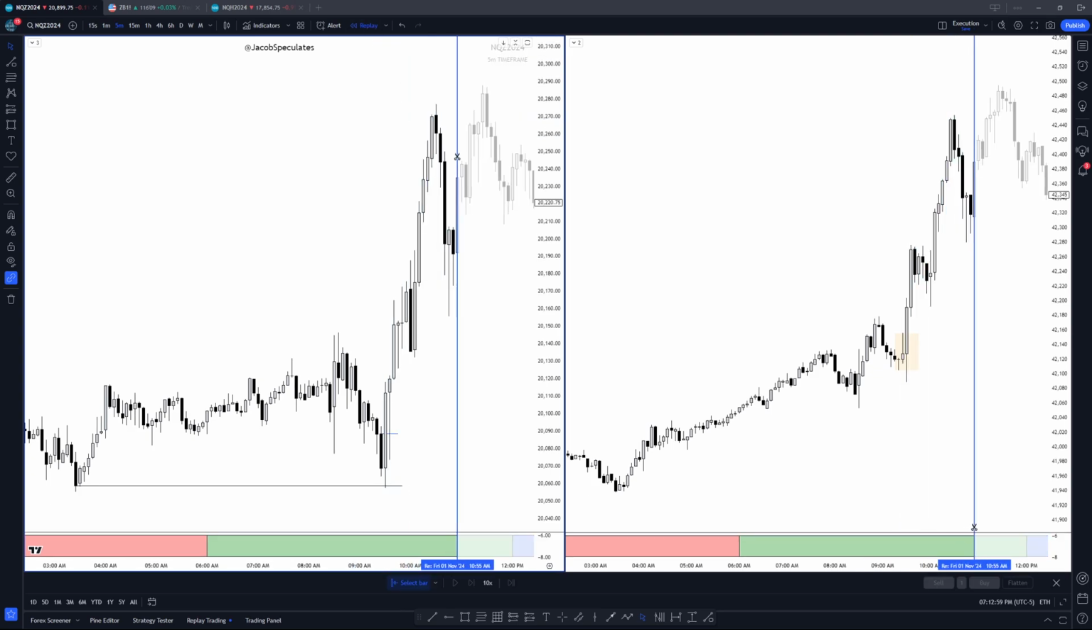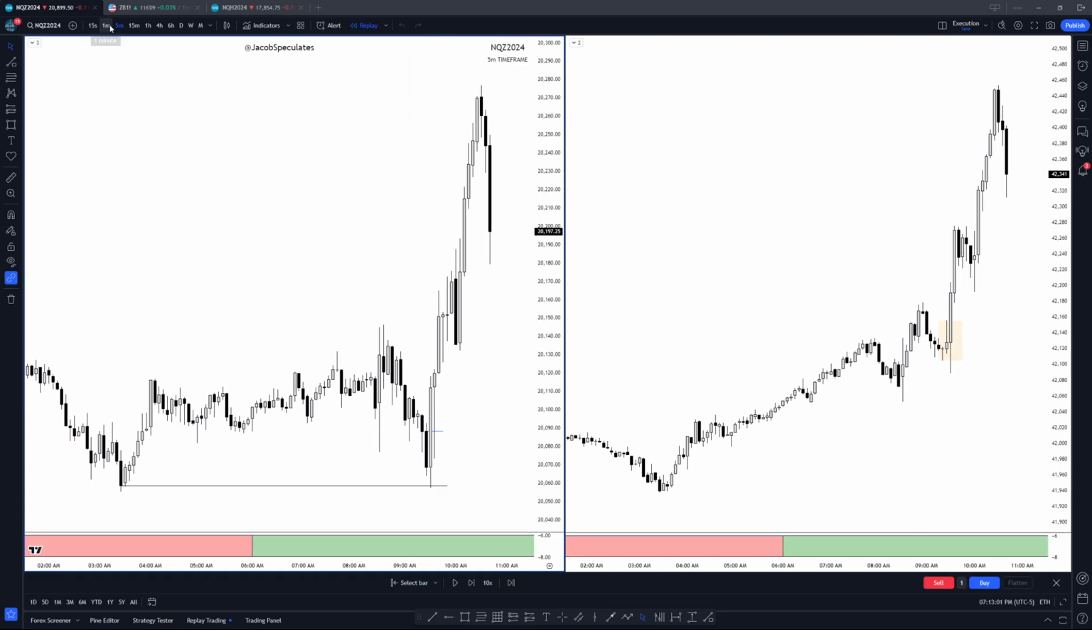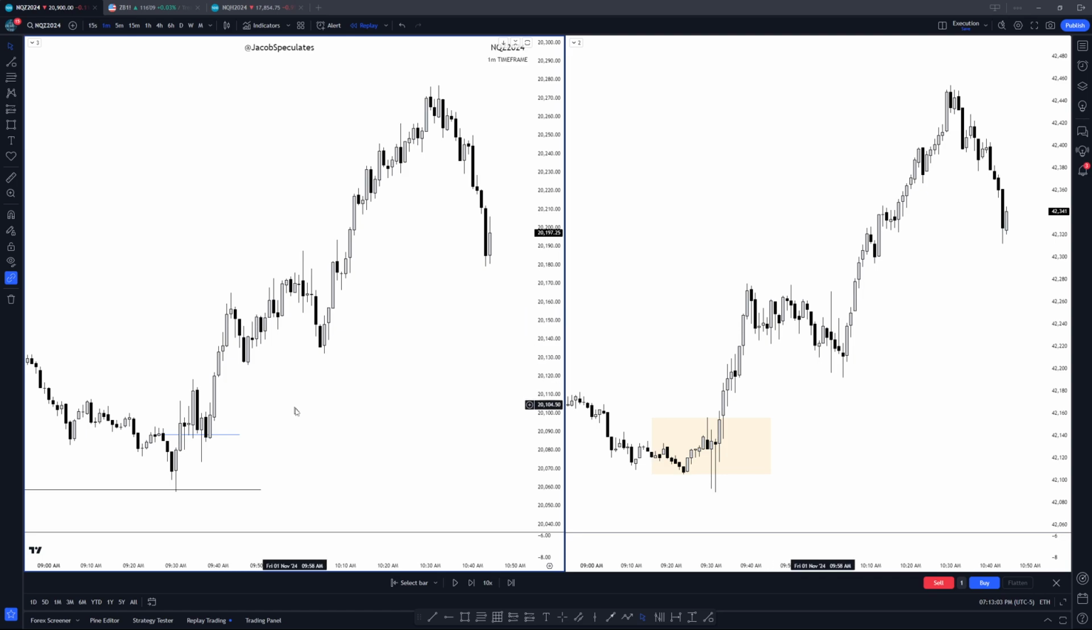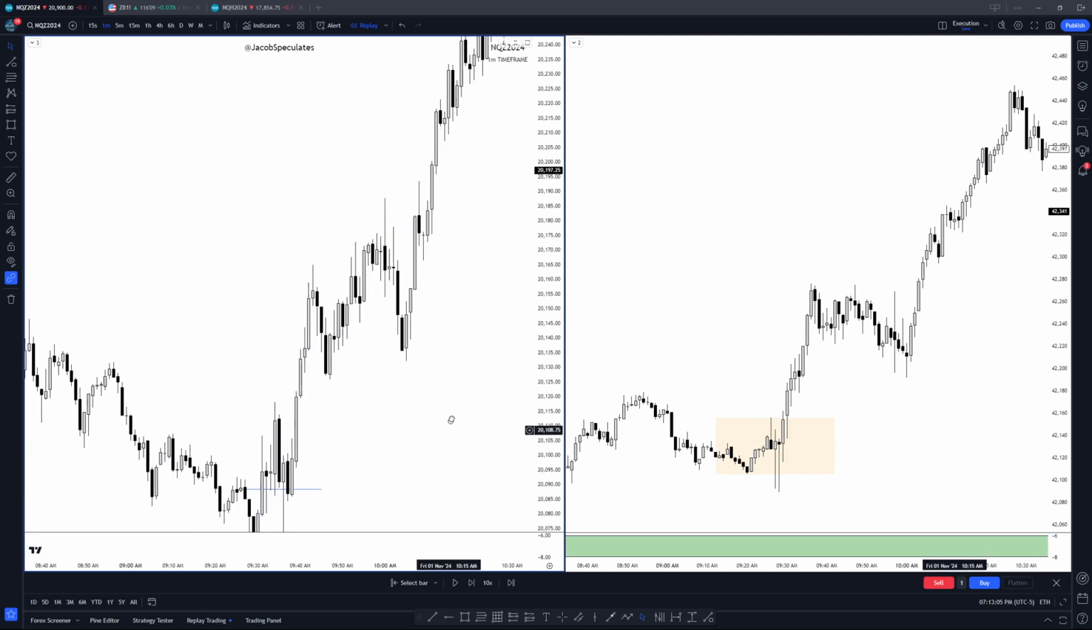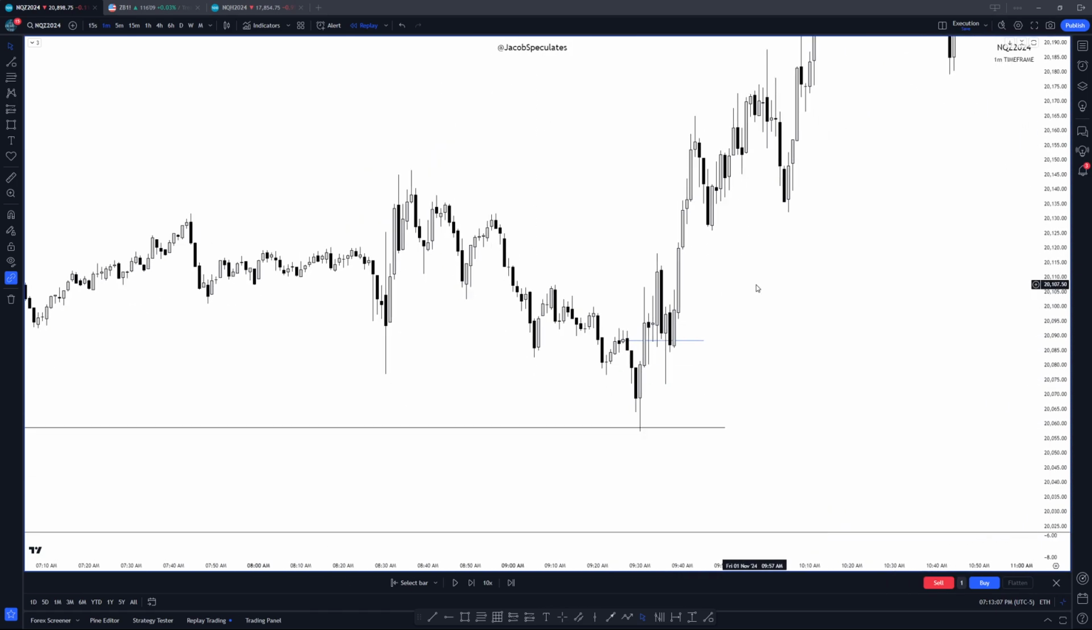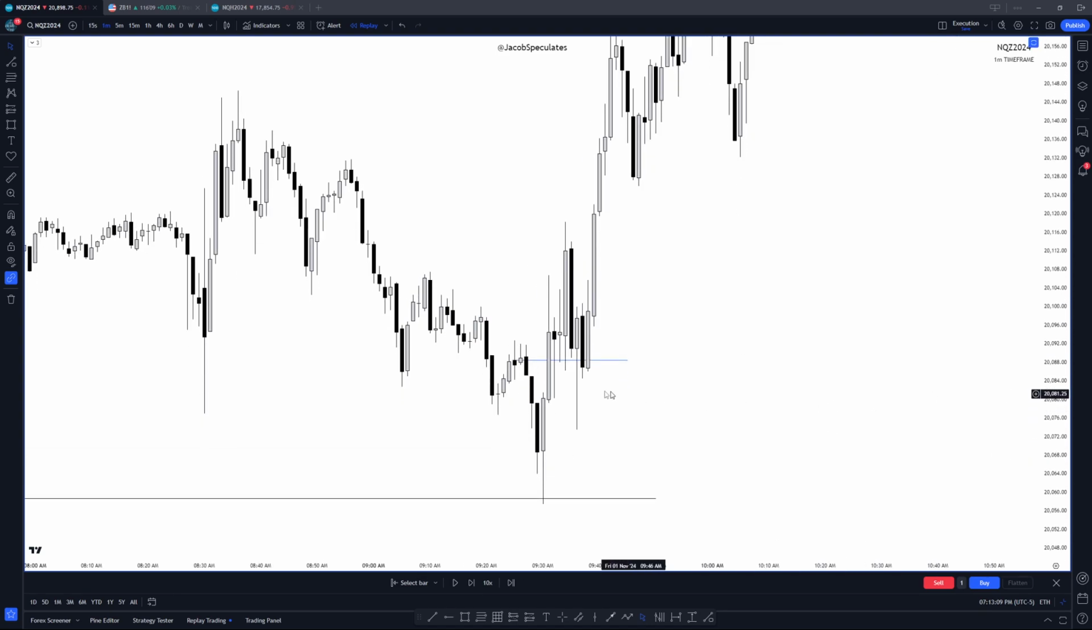And then if anybody remembers what I tweeted out very recently, within a high probability order block, you will have an inversion fair value gap. And this is what you guys saw.